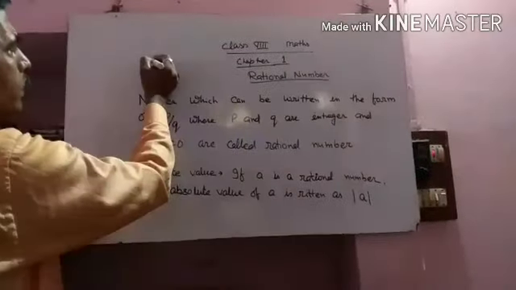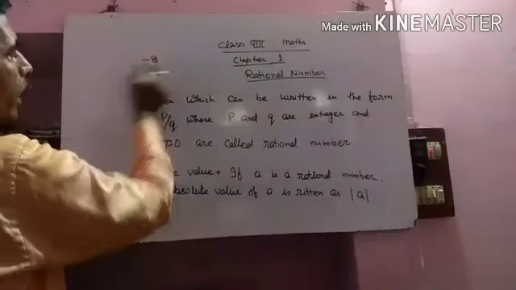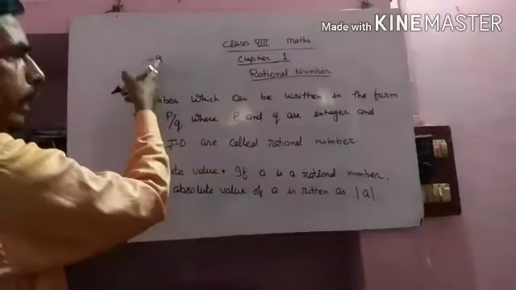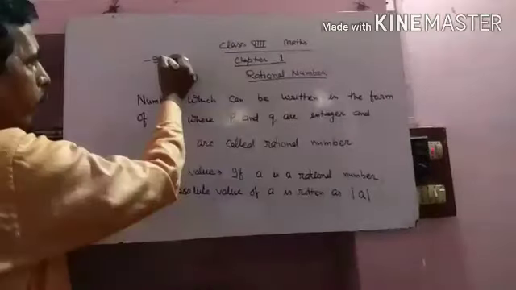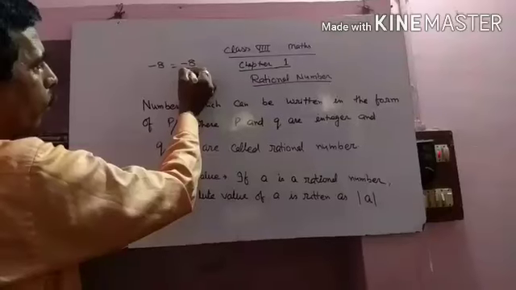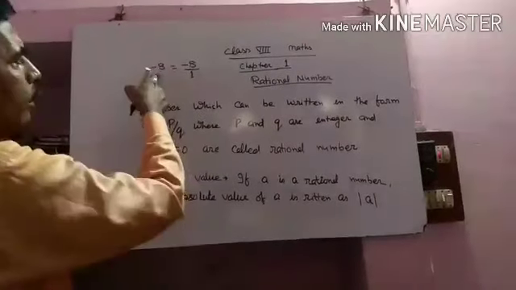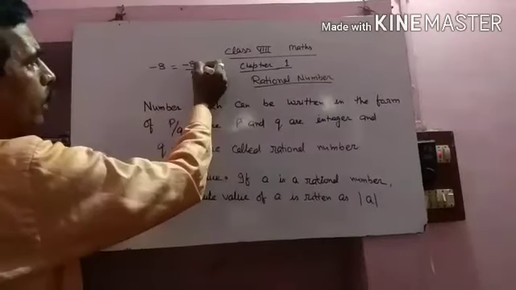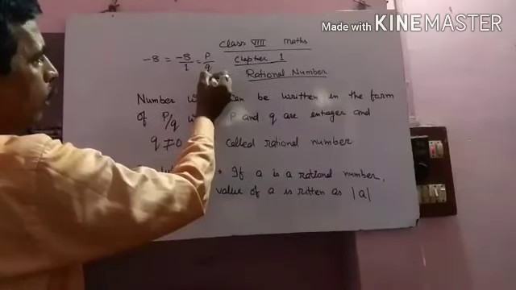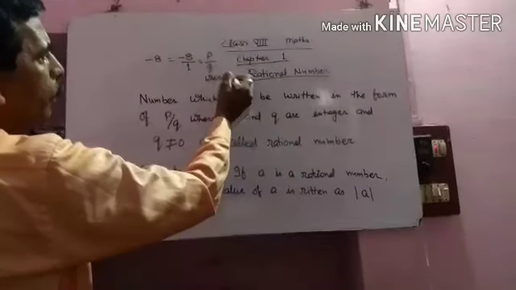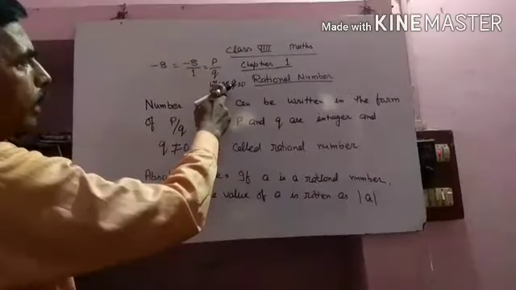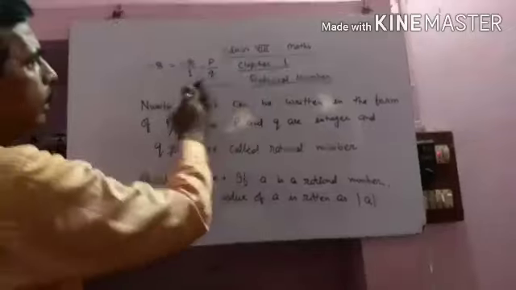As minus 8. Minus 8 is a rational number. Yes, it is an integer, and we can write this integer as minus 8 by 1. So the value remains minus 8. So this is written in the form of p by q, where q not equal to 0. So minus 8 is also a rational number. Is it clear?